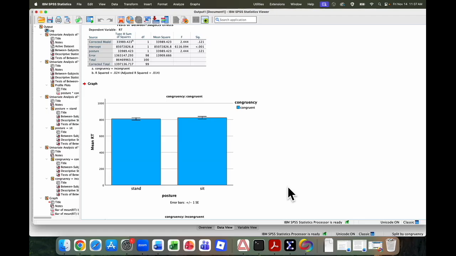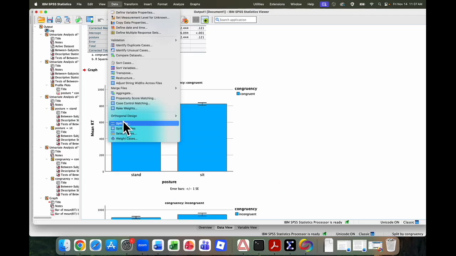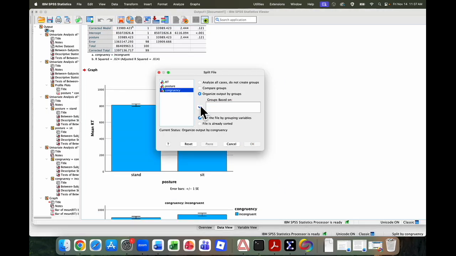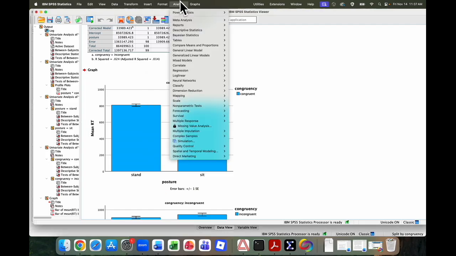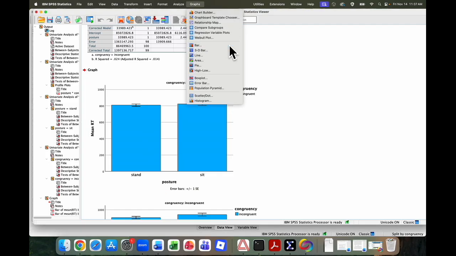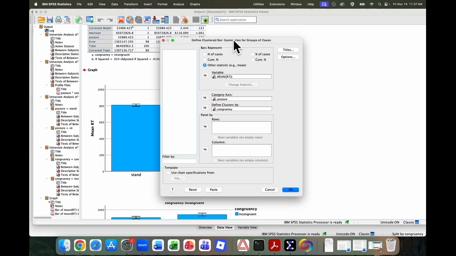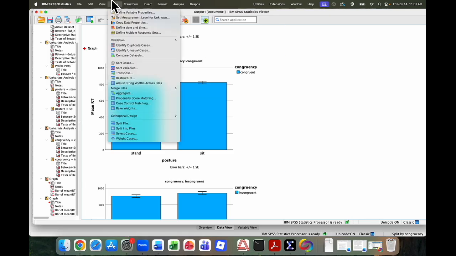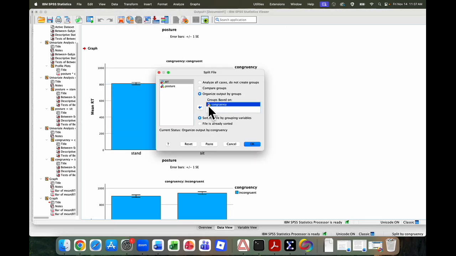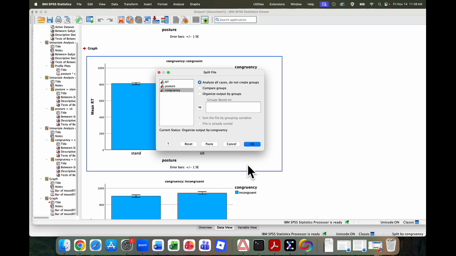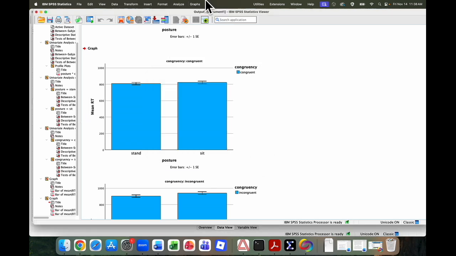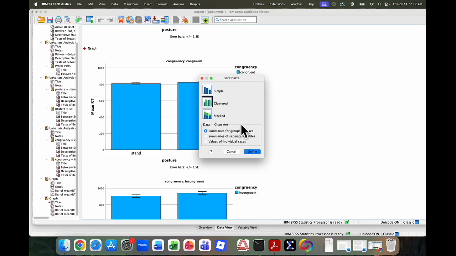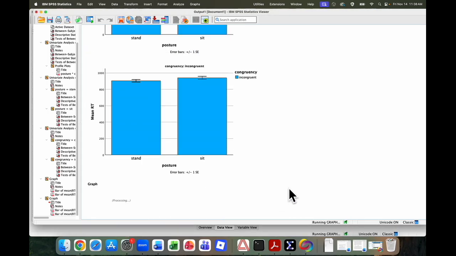And I just realized I still have them split, so let's unsplit that file. And do that again. Go back to Graphs, Bar, and everything should be set up fine. Okay. Well, why won't it unsplit? Analyze. Oh, I forgot to click analyze all cases. There you go. And one more time. Third time's the charm. Graphs, clusters, everything.